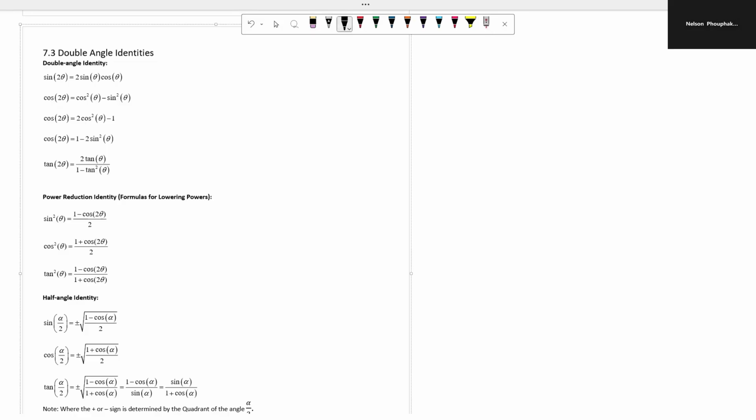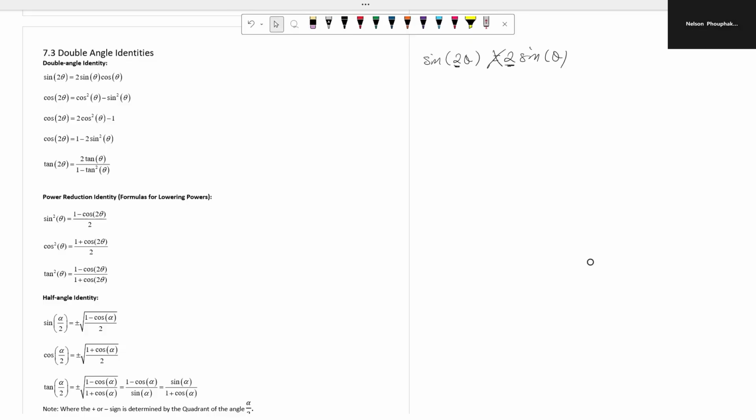Now, one common mistake a lot of students make when they first learn or work with double angles is that when they see sine of 2 theta, they think that it is equal to 2 sine of theta. Remember, this is not correct. The 2 right here, related to the function, is the amplitude. This 2 right here is related to the period of the function. So these two have different meanings in this case.